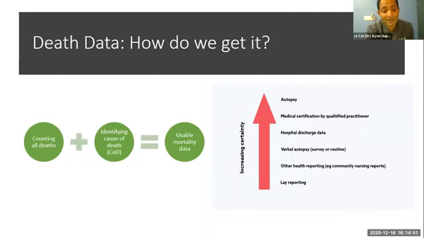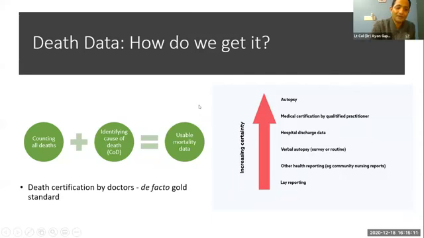That is, if we are able to identify the cause of all the deaths which are registered in the civil registration system, then we will get usable mortality data. Now we agree that we are far away from that day coming. But nevertheless, at least we can strengthen this component. So in the absence of autopsy, after all, we are not going to do autopsy for all the deaths. In the absence of autopsy, I think death certification by doctors is the de facto gold standard as far as cause of death data goes.